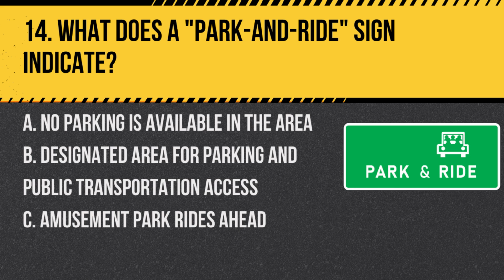Question 14. What does a park and ride sign indicate? A. No parking is available in the area. B. Designated area for parking and public transportation access. C. Amusement park rides ahead. Answer. B. Designated area for parking and public transportation access. A park and ride sign indicates a facility where drivers can park their cars and transfer to public transportation for the remainder of their journey.